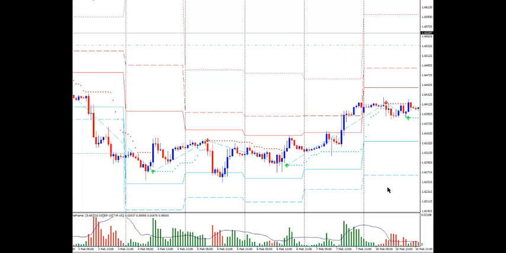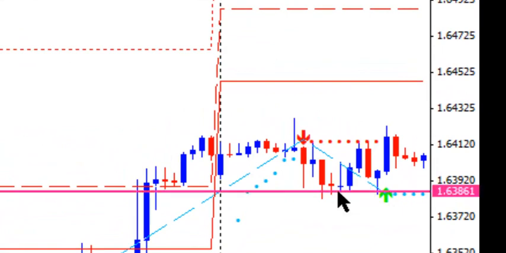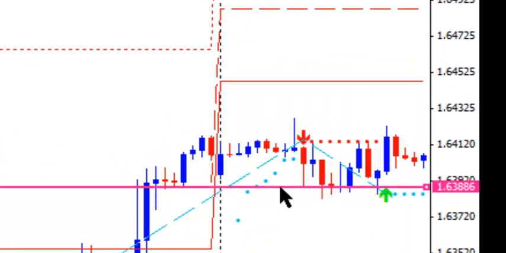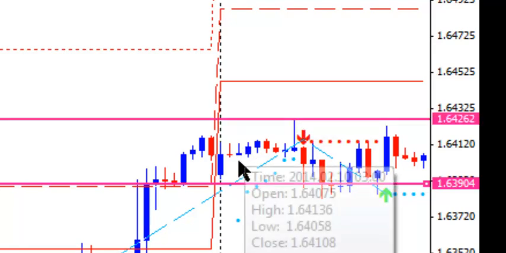And I gave you some possible scenarios and levels that you could look at to trade the pound going into the meeting where Governor Carney from the Bank of England spoke. Now, the levels that I gave you was 163.90 as support. So that's just around there. And then 164.26, which I think was just above here.